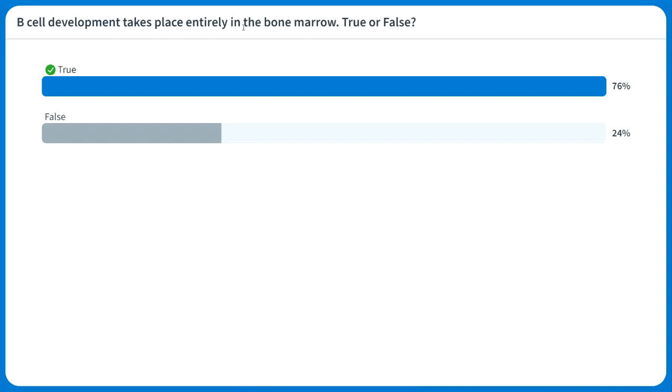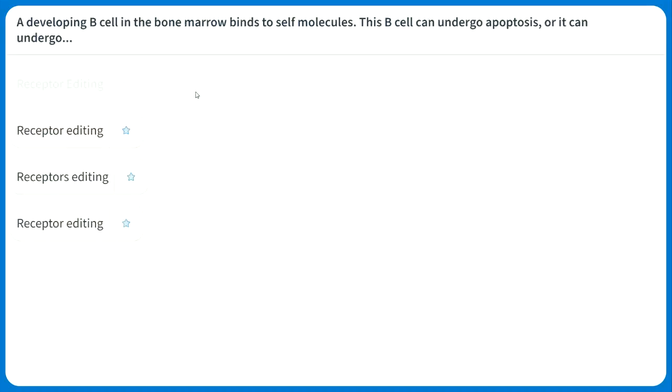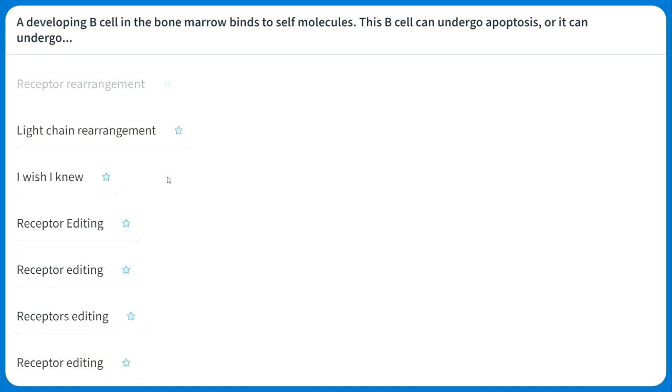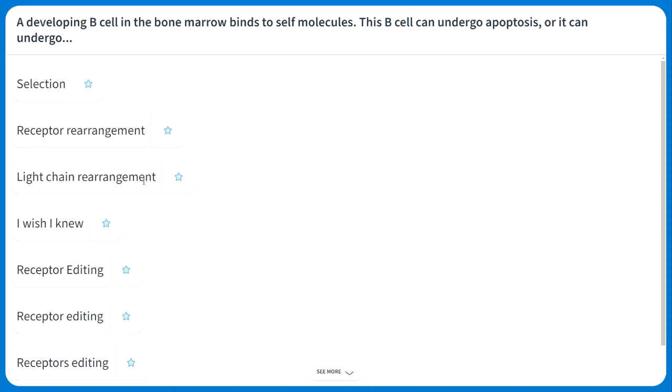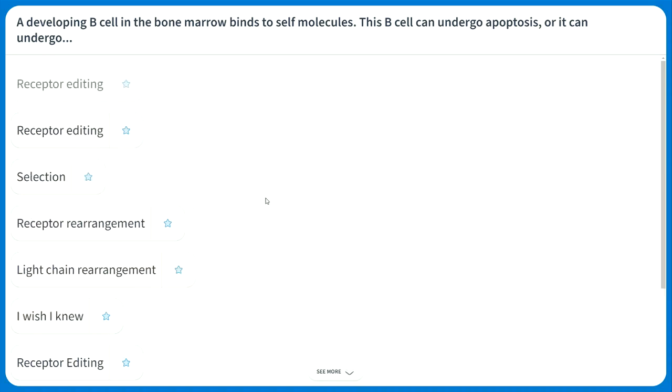So the first question, B cell development takes place entirely in the bone marrow. That is, of course, true. Second question, T cell development takes place entirely in the bone marrow. So that's false. Remember, they arise within the bone marrow, but then you get the development in the key stages within the thymus. A developing B cell in the bone marrow binds to self molecules. This B cell can undergo apoptosis or it can undergo receptor editing. So remember, we've got receptor editing or apoptosis. Receptor editing is essentially having another go at your light chain rearrangement. So not the heavy chains, but rearranging the light chain genes.